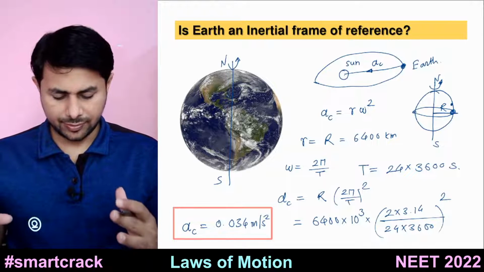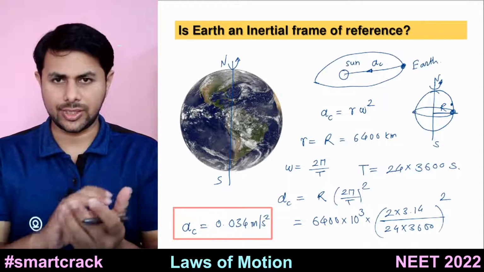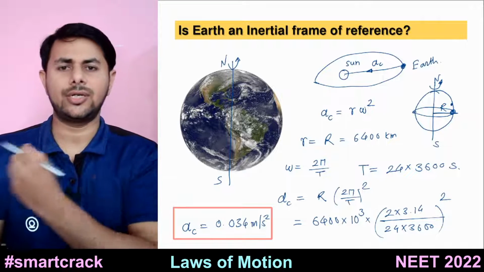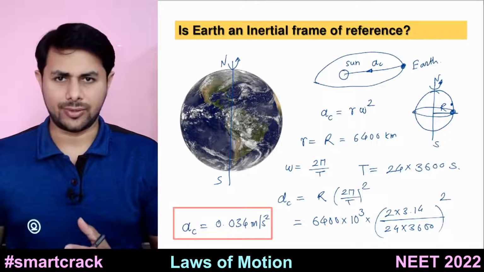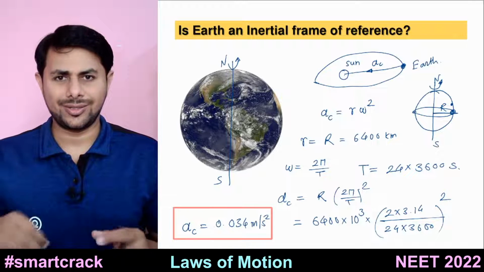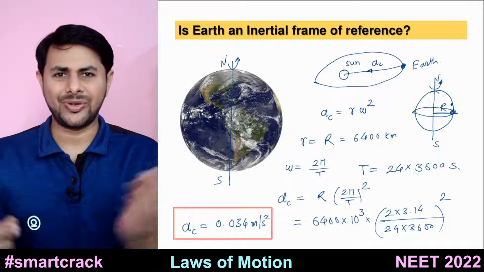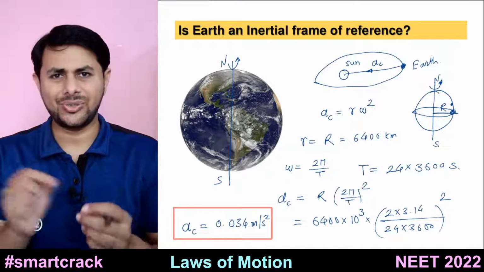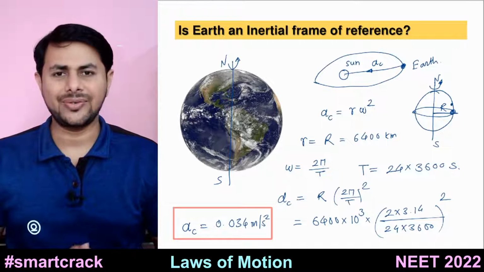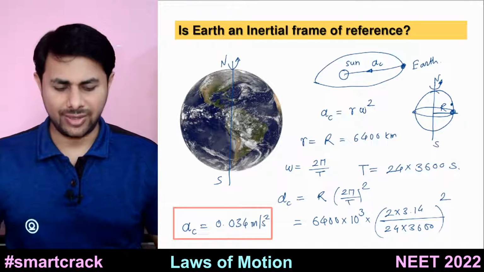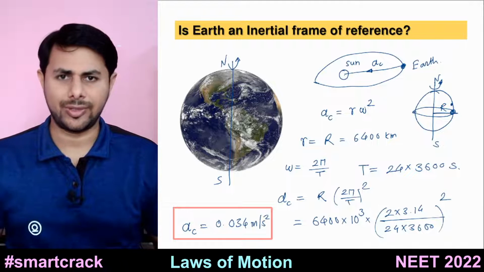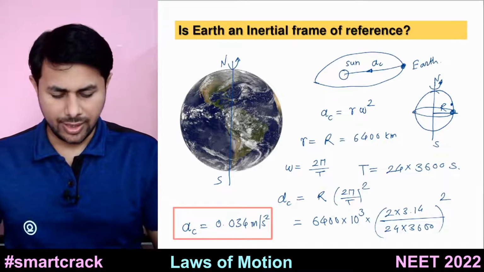This is the acceleration due to Earth's rotation. It's very, very small, and acceleration due to Earth's revolution is even smaller. That's why we can consider that the acceleration due to Earth's revolution and rotation is so negligible compared to our day-to-day observation that we can neglect that. So Earth is a fairly inertial frame of reference, we can say, approximately.